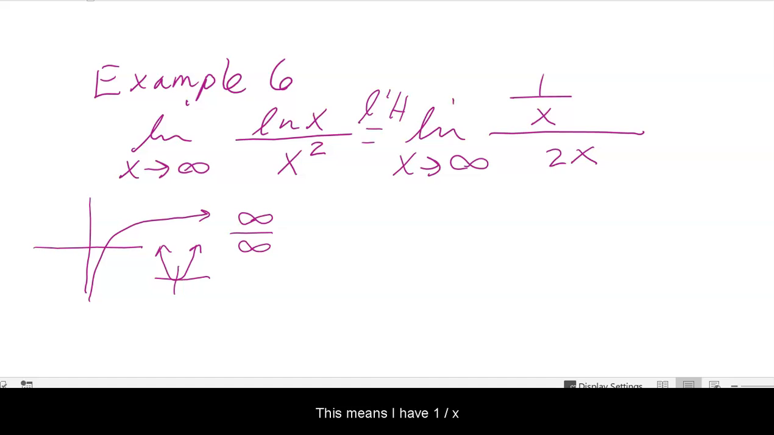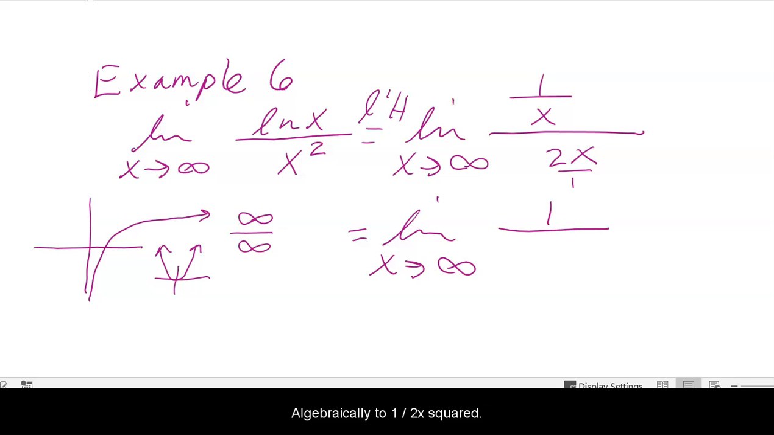This means I have 1 over x over 2x. You can think of the 2x as over 1 to help you keep straight what goes on top and what goes on the bottom. Remember that the top of the top and the bottom of the bottom are on the top, whereas the middle two, the bottom of the top and the top of the bottom, end up on the bottom. In other words, this simplifies algebraically to 1 over 2x squared.